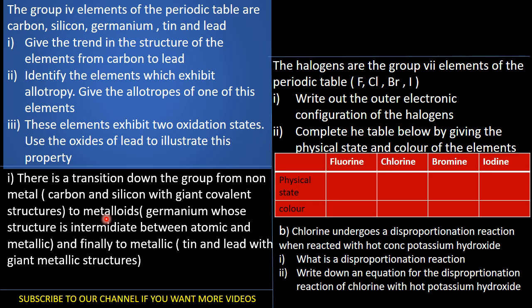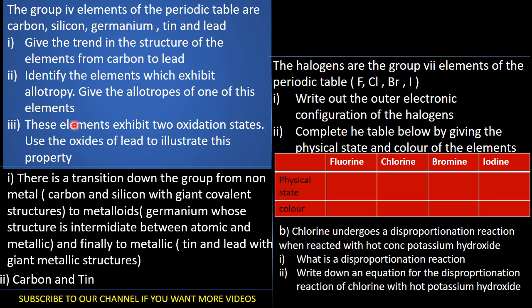All right, the next part is saying that we should identify the elements that exhibit allotropy. So guys, we have 2 of them. We have carbon and tin. Good. These are the 2 elements of group 4 that exhibit allotropy. Just keep in the comment section down below if you think there are other elements. Okay, the Roman 2 is saying that we should identify the elements, but we've answered that already. They want us to give the allotropes of one of these elements.